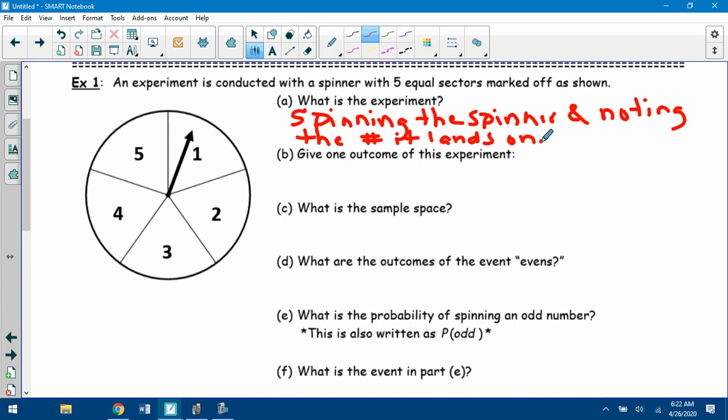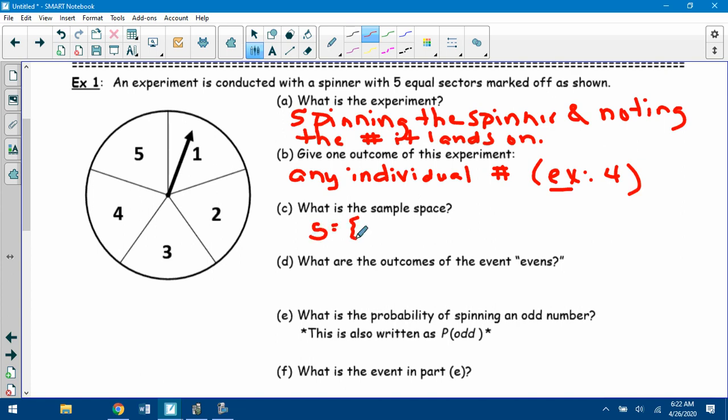Give one outcome. There's lots of options. One outcome would be any individual number. It's just supposed to get used to the vocab. So example, getting a 4. That's an outcome. What's the sample space? Call that S. What are all possible outcomes? 1, 2, 3, 4, or 5.